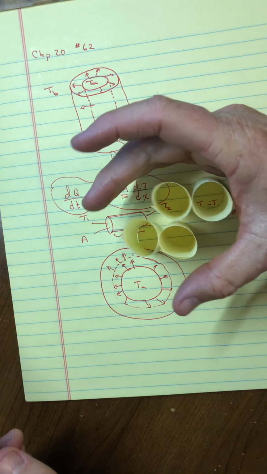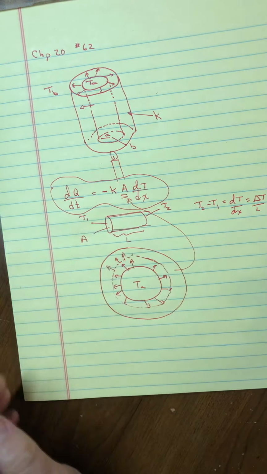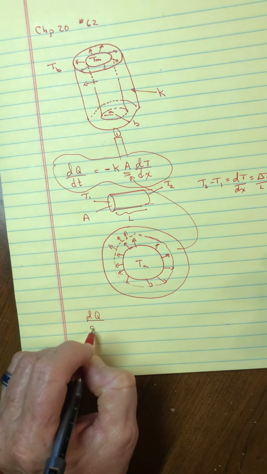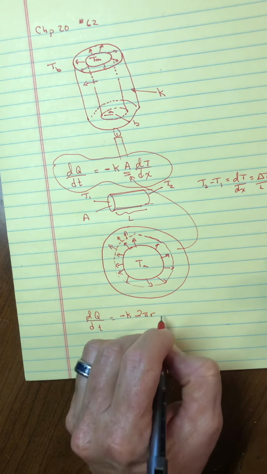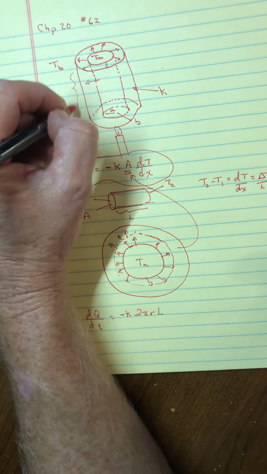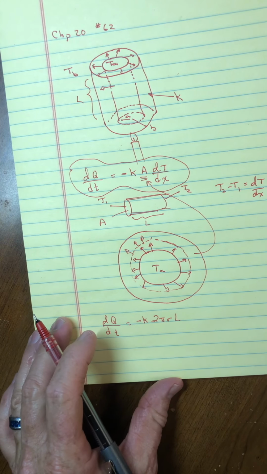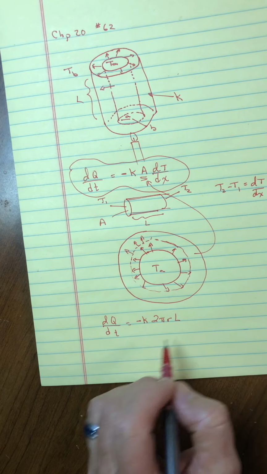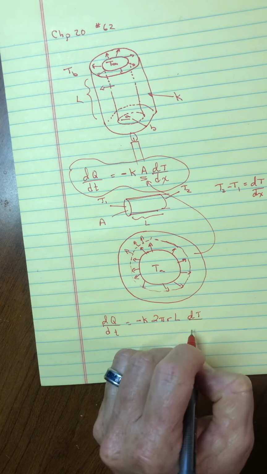Okay, and so the tricky part here might be this area, but I'm hoping you just saw in my little construction of sticky notes here that the area would be the circumference, 2 pi r, times L. I didn't put it in my diagram, but it's in the problem diagram. They call that capital L, the length of it. Okay, so there's the circumference, and then there's the length, and then there is the dT d.